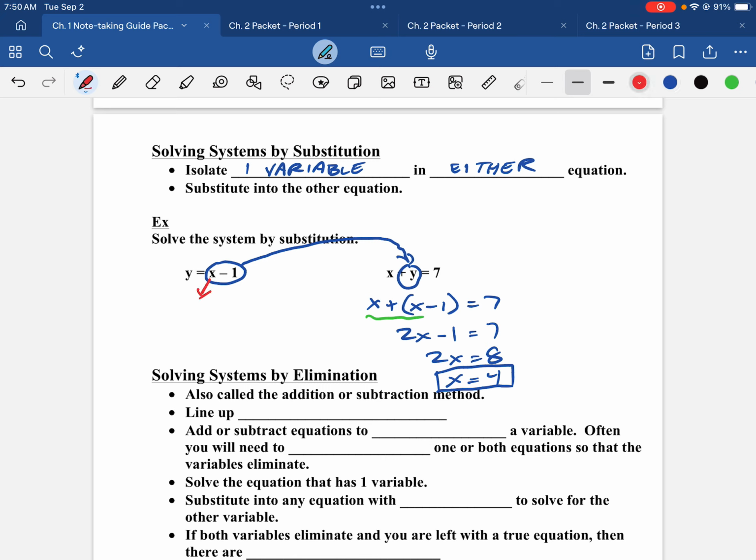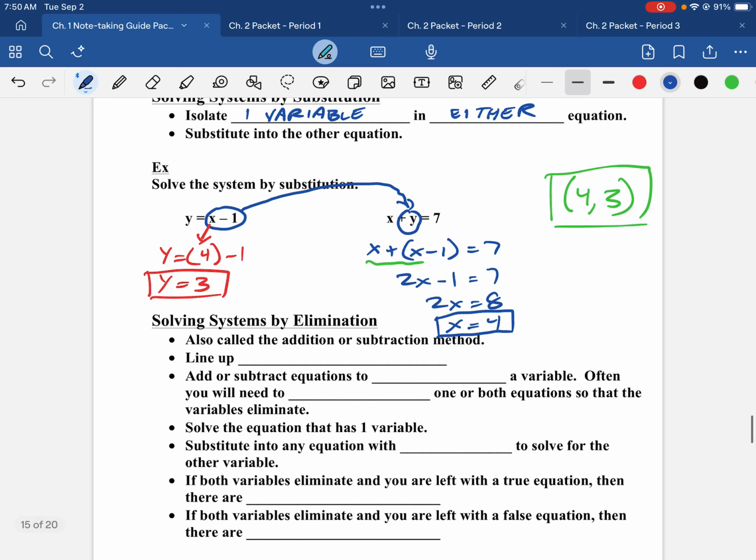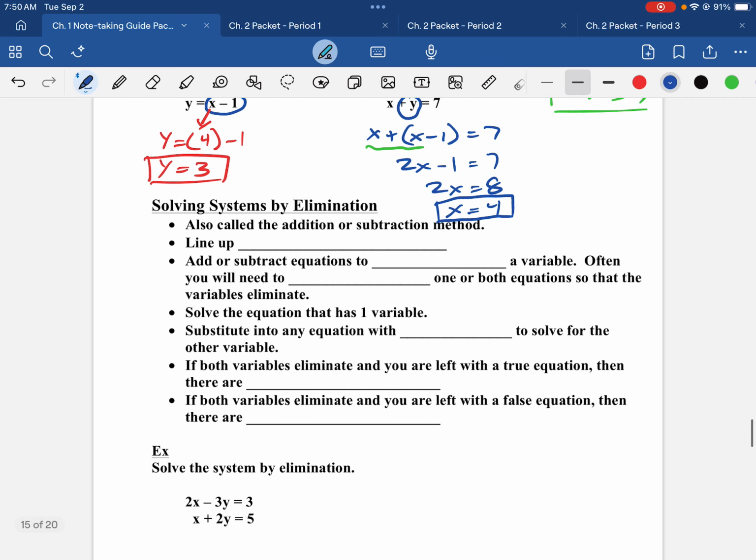I'm going to use this first equation, and I'm going to substitute 4 in for x. And now I can solve for y. So y is 3. So the intersection of those two lines would be the point 4, 3. You could write it as an ordered pair if you wanted to, or you could leave it as x equals, y equals. They mean the same thing. Okay, so that's the substitution method, probably the most popular method for solving systems.